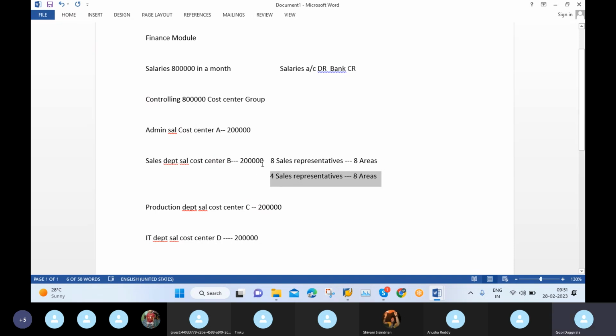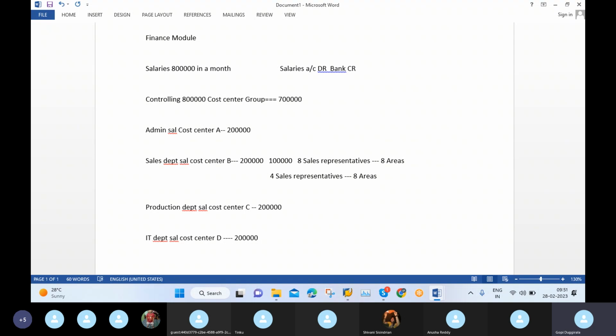So in this case, my salaries will be reduced to 1 lakh. Am I correct or not? So earlier my sales department salaries were how much? 2 lakhs. Now I will remove 4 sales representatives, and my salaries for the sales department are 1 lakh. And what is my total salaries here that I will pay? 7 lakhs. So this is the cost planning from the controlling module point of view.